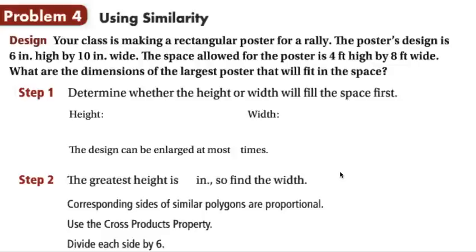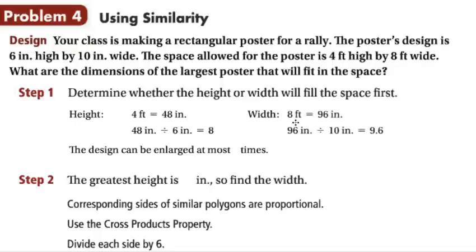So first of all, we have to determine whether the height or the width is going to fill the space first. So our height, 4 feet, is 48 inches. And we have 6 inches is the dimension that we have right here in our design. So if we divide 48 by 6, that allows us to magnify that 8 times. But if we look at our width, 8 feet is our maximum width, which is 96 inches. And our poster is 10 inches. And that allows us to magnify by a factor of 9.6. But we have to magnify the dimensions proportionally, so we're only going to use 8 times.